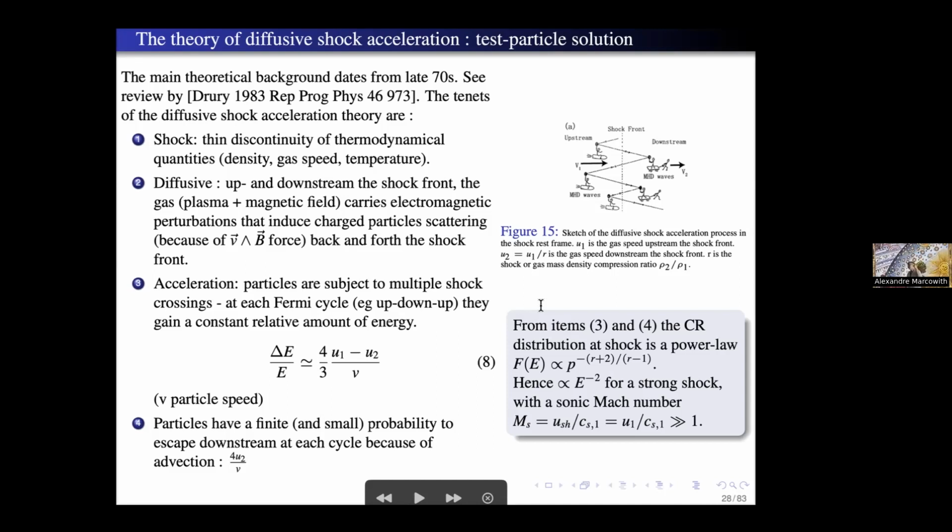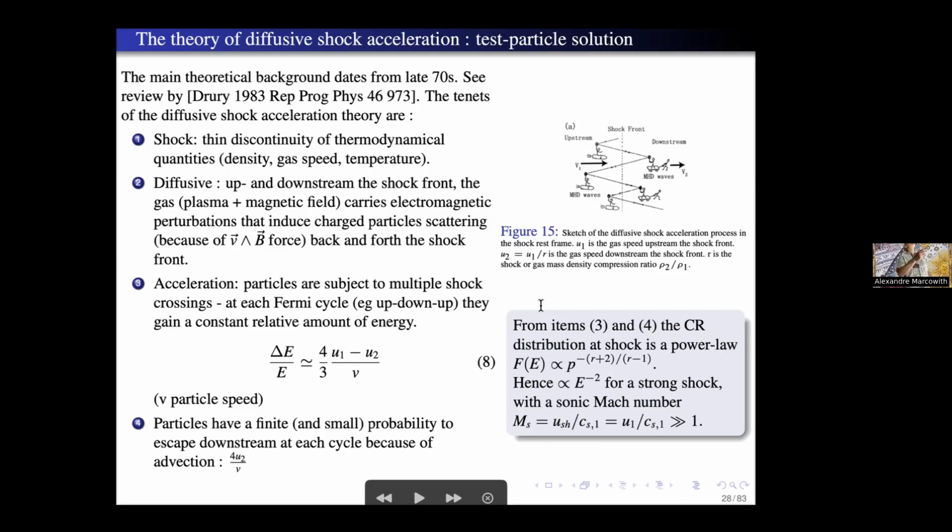So, shock: you need a thin discontinuity for the thermodynamical quantities as seen by the particles. So the energetic particles see the thermal gas as a discontinuity, as a shock. So you have a sharp discontinuity of the different quantities upstream and downstream. It is diffusive. In that case, you need some turbulence upstream and downstream, before the shock and after the shock.